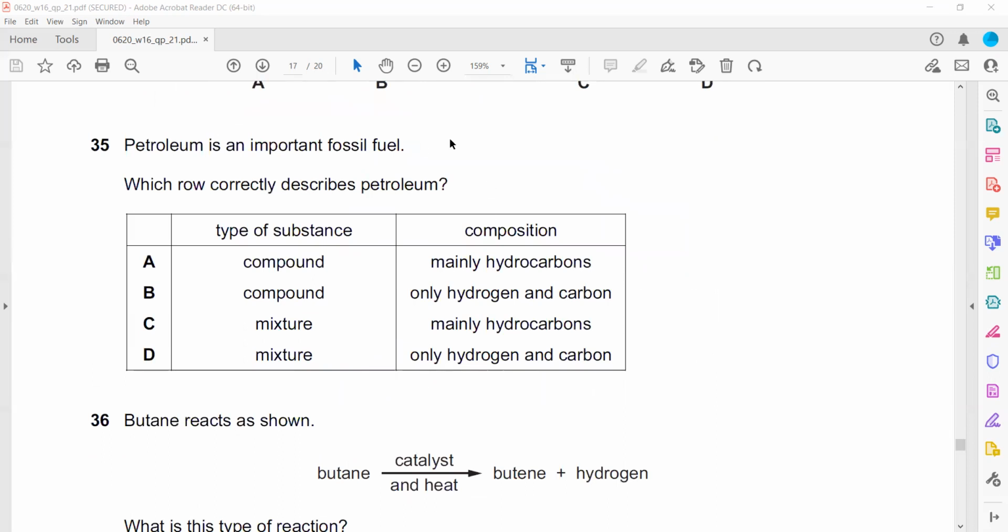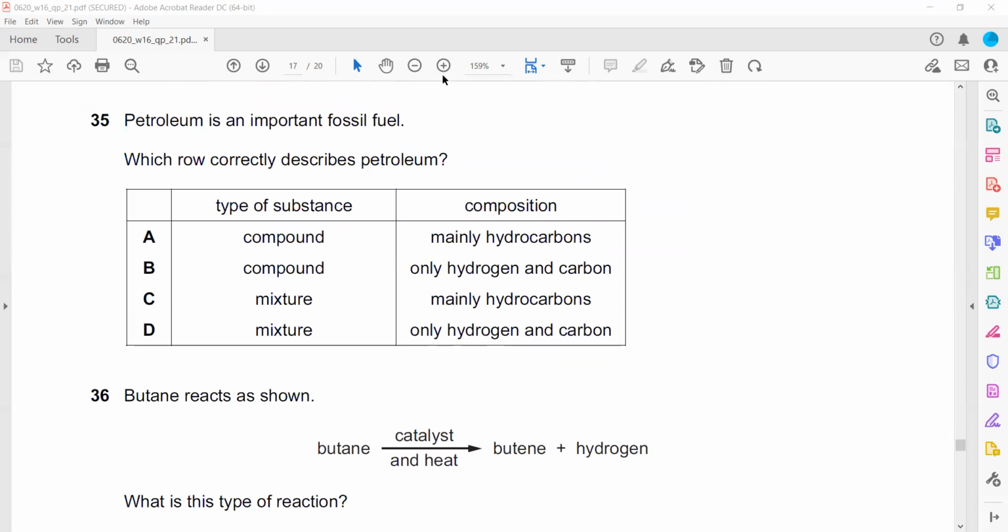Petroleum is an important fossil fuel. Which row correctly describes petroleum? So what is petroleum? Petroleum, or crude oil, is a mixture of hydrocarbons. It contains petrol, naphtha, refinery gases, fuel oil, diesel, paraffin or kerosene, and bitumen. These are different fractions, different compounds present in petroleum or crude oil. So crude oil is a mixture.